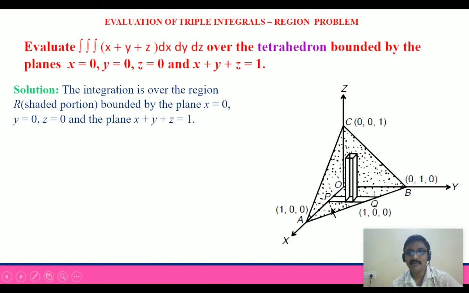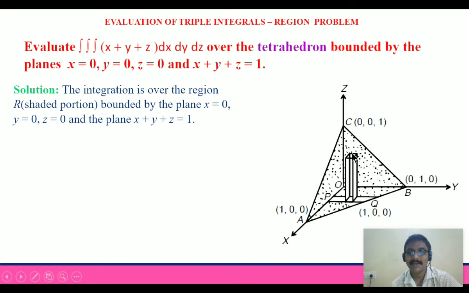So clearly we have 4 surfaces: bottom surface, xz, yz, and the front surface, that is x plus y plus z equal to 1. So the tetrahedron has 4 surfaces or 4 planes. x is 0, y is 0, z is 0. x is 0 means the yz plane, y equal to 0 means the xz plane, z equal to 0 means the xy plane. So the inner region is a volume region, that is a tetrahedron.